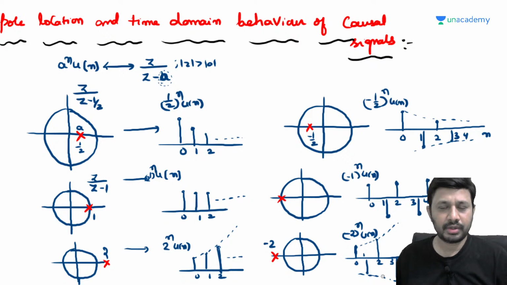So if you are given a pole zero plot, now you are in a position to draw the shape of the signal also. You can notice one thing, that as the pole is moving away from the origin, it is losing its boundedness.